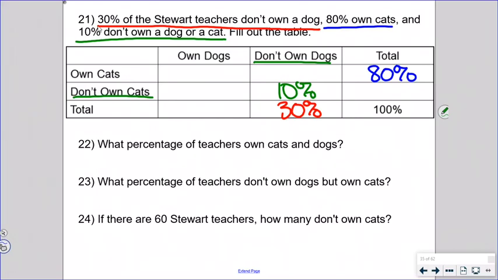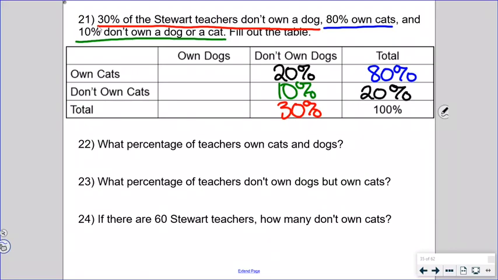My job is to fill out the rest of this. Now, what I would do is I would work my way backwards. Let me go to a friendly one right here. If the total is 30 and 10% lives in this block, that means this has to be 20%. If 80% is in that block and the total is 100%, then that missing block has to be 20%.